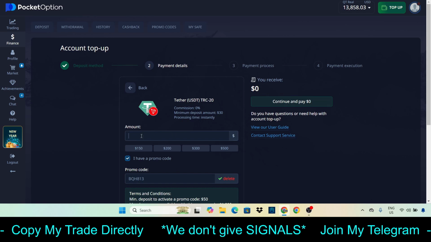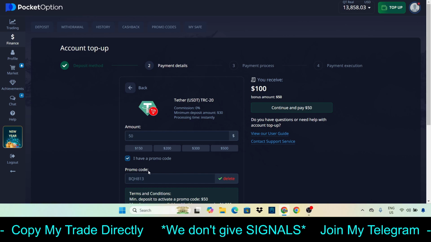Let's say if you deposit a minimum of $50, you are going to receive $100 if you use the promo code of 100% deposit bonus. And it is always updated in our Telegram channel. You can join it, but in this video we'll talk about the terms and conditions of this bonus, because it is extremely important and I don't see any other videos which have explained this properly.